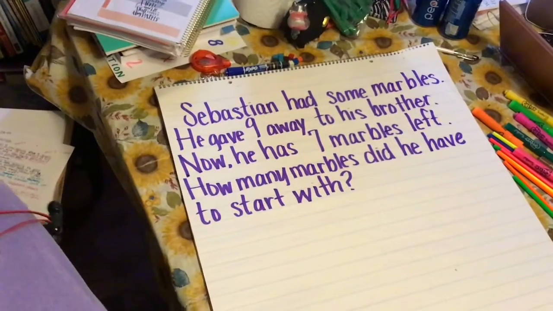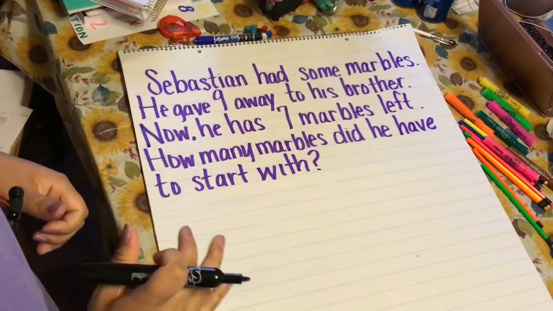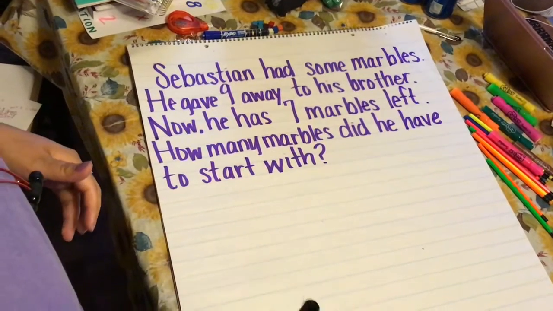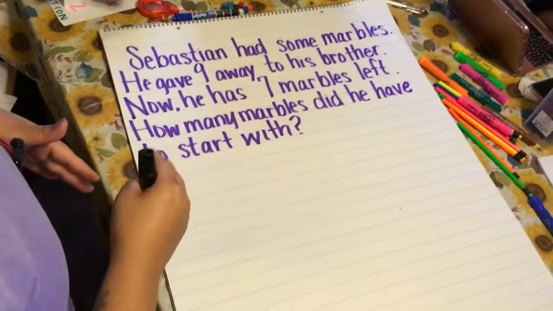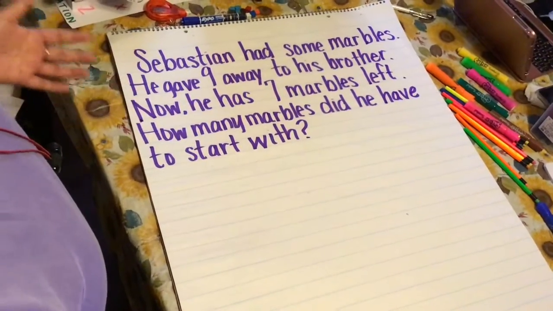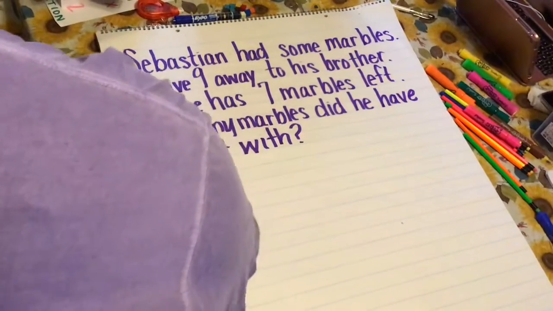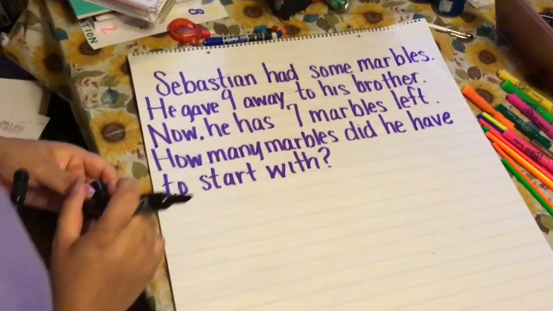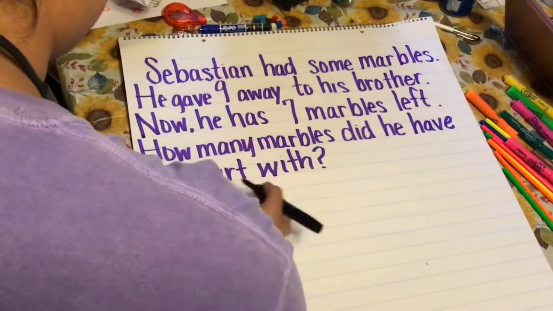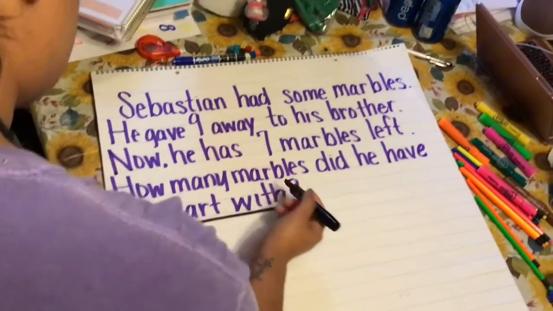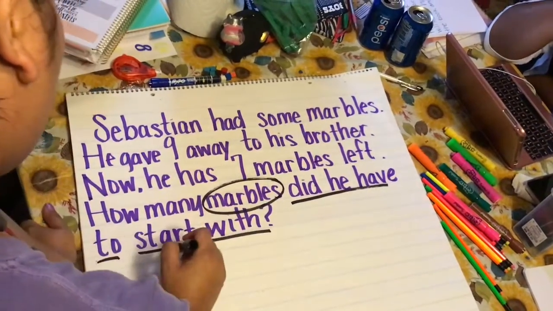So in this problem, we have Sebastian had some marbles. He gave 9 away to his brother. Now he has 7 marbles left. How many marbles did he have to start with? So what I want to do with this problem is, of course, begin to analyze it first. My question in this problem is, how many marbles did he have to start with? So I know that we're going to be finding the first number in our problem because this is the number we start with.